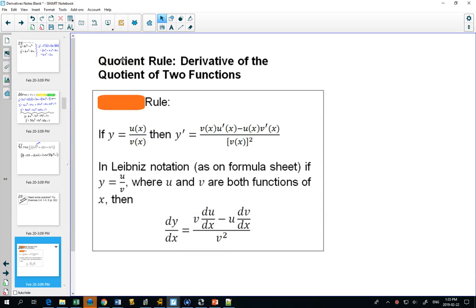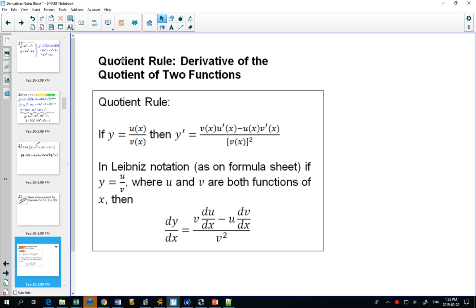After the product rule, it seems natural that the next rule that we would learn is the quotient rule. And like the product rule, you can't just take the derivative of your numerator and divide it by the derivative of your denominator. We get a very nice, complicated rule. And the hard part is you do have to have all these rules memorized.